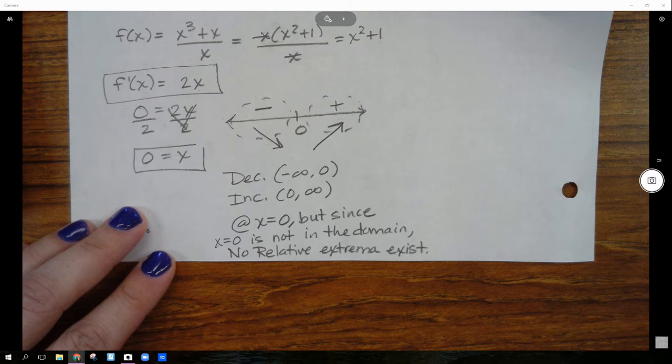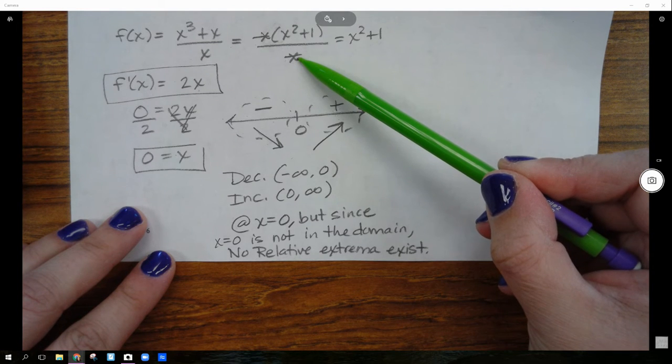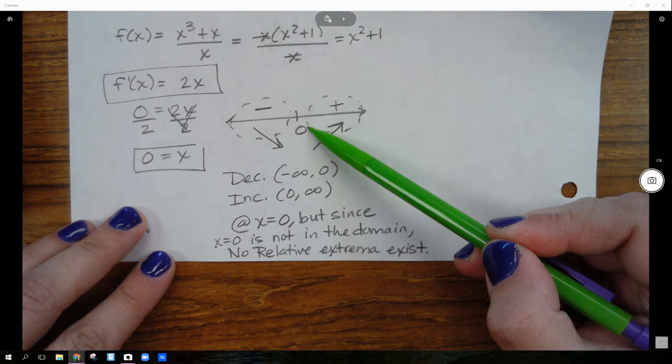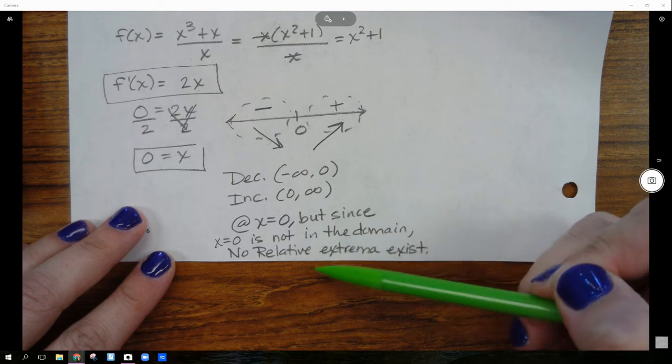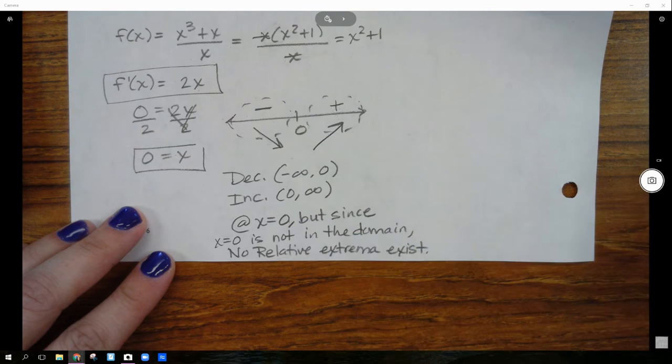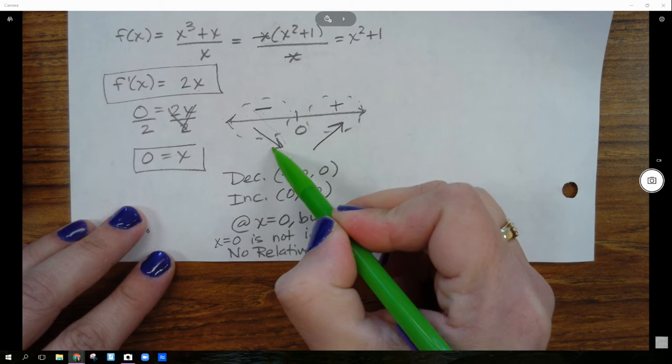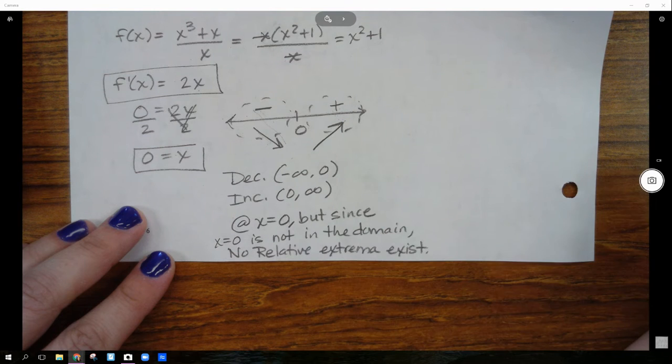We can't have x equal to 0. Otherwise, you would have a 0 in the denominator of a fraction, and that is not possible. So the spot where we would have had a relative minimum actually doesn't exist because x equals 0 is not part of our domain. This is negative because the first derivative is negative. This is a positive slope because the first derivative gives you a positive answer. Okay, so that's part A.